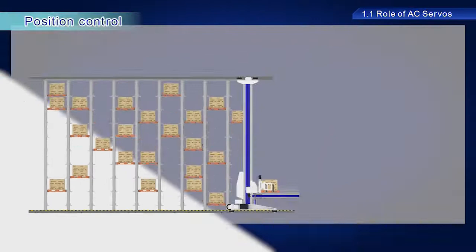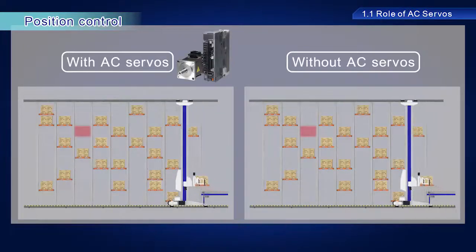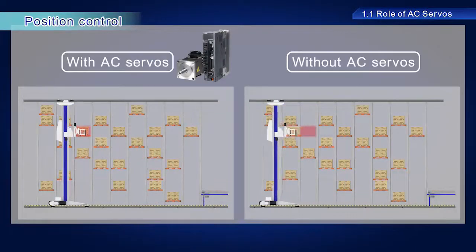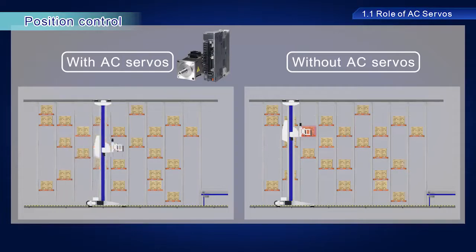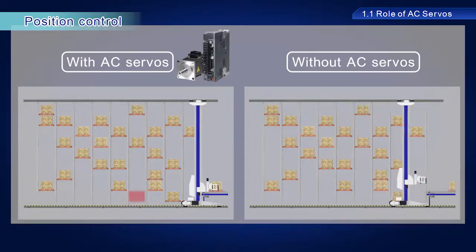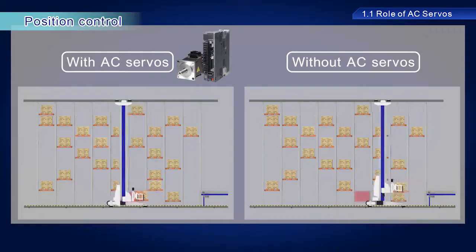What would happen in this scenario without the use of AC servos? Objects are not transported to specific locations or positions, resulting in ineffective and inefficient use of the warehouse.